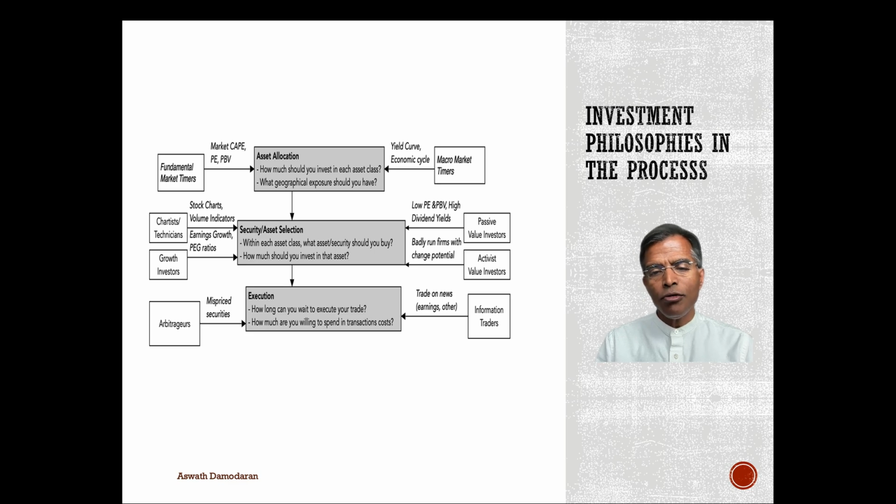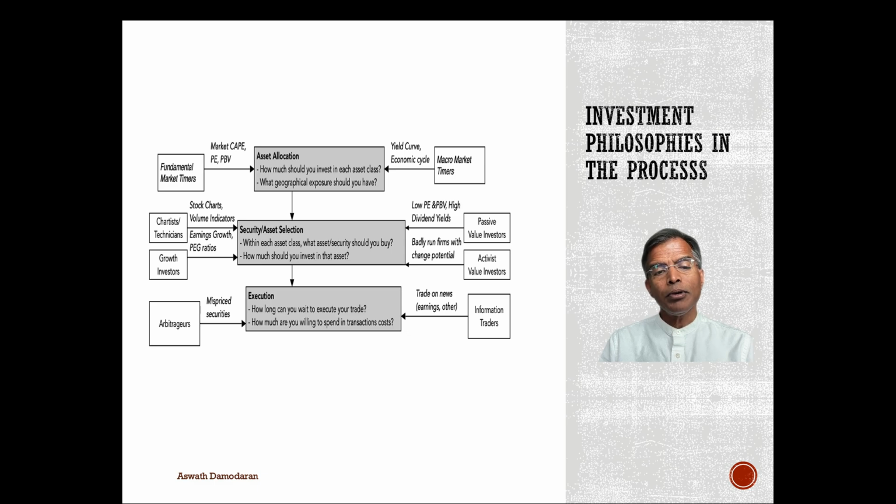You have passive value investors. What do they do? They look for stocks that trade at low PE and low price to book and have high dividend yields. You have passive growth investors who buy stocks that trade at low PEG ratios. You have activist value investors who buy companies that they think they can change. You have chartists and technicians who buy stocks because they think the technical indicators suggest that these stocks are going to turn around. They all pick stocks with very different views and different philosophies driving their choices.